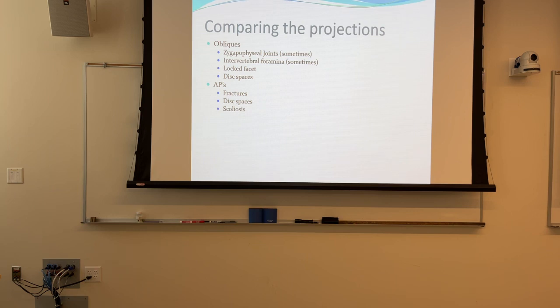So you should see disc spaces, but not as significantly as what you will on lateral. And then on APs, you can kind of see fractures, you can kind of see disc spaces, and you can definitely make out scoliosis.